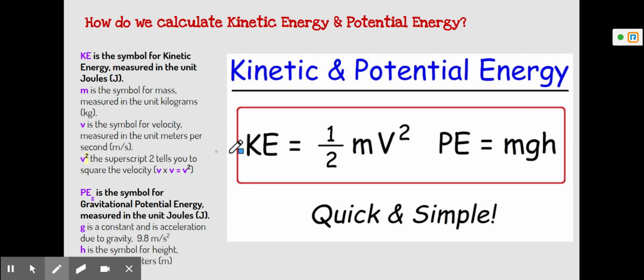M is the symbol for mass. Mass is measured in the unit kilograms or grams in the metric system. You find m in the equation for calculating kinetic energy and in the equation for calculating potential energy.